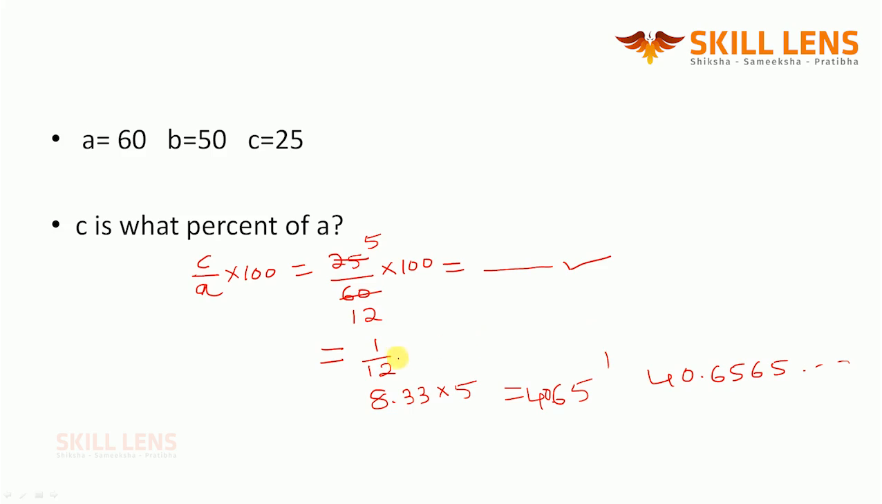So this is where you have to recollect your values. Okay, on what basis? Yes, 1 by 12 I know. What is 1 by 12? 8.33. And numerator is what? 5. 5 by 12 is nothing but 1 by 12 multiplied with 5 only, no? So that's how you can get your answer.